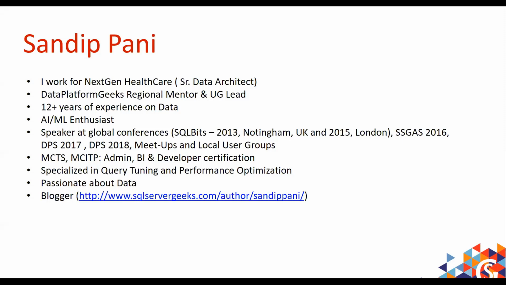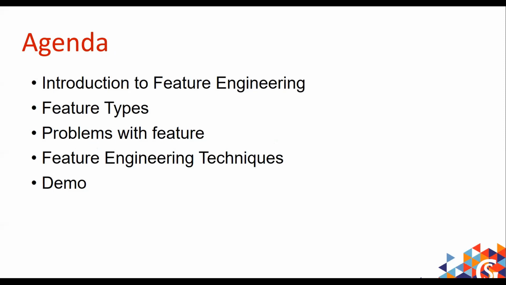So without further delay, let's move to today's topic. Today's agenda is we'll understand what exactly feature engineering is, where it stands when you talk about machine learning or data science, and why it is there. Then we'll discuss different feature types, what problems we face with the features, and what the different techniques are to solve those problems. And then we'll have a quick demo to get a sense of feature engineering. This session is not a deep dive because it's just an introduction and it's a very huge topic.